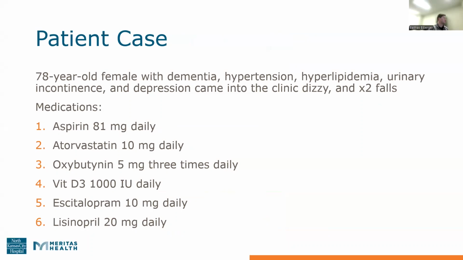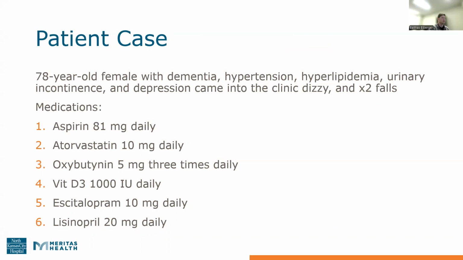in this short time together, and we'll go over a patient case. So we have a 78-year-old female with dementia, hypertension or high blood pressure, hyperlipidemia, urinary incontinence, and depression. They came into the clinic dizzy, and they've had 2 falls since the last time they were seen in the office. The patient's medication list is listed there.